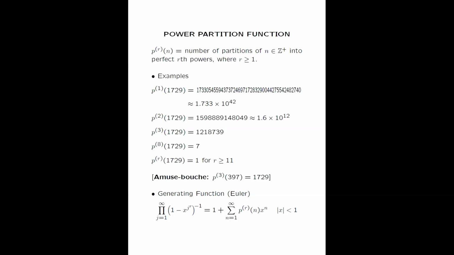Let's do some non-random examples. The number of partitions of 1729 is this 43-digit number. The number of partitions of 1729 into perfect squares is this 13-digit number. Of 1729 into perfect cubes is this 7-digit number. And you can see the trend. Once you get to perfect eighth powers, it's equal to 7. And from 11 and beyond, there's just one partition.